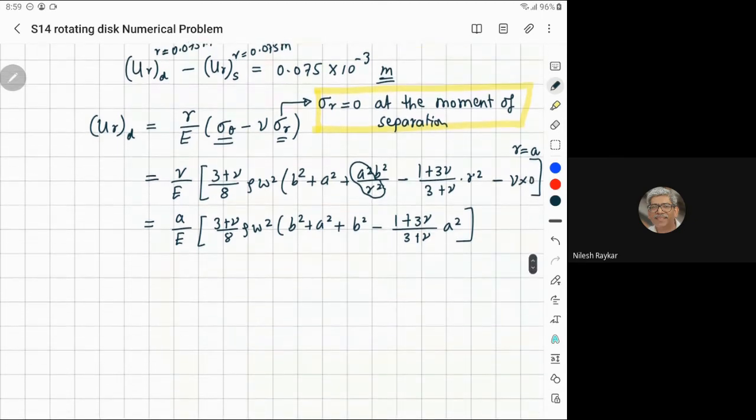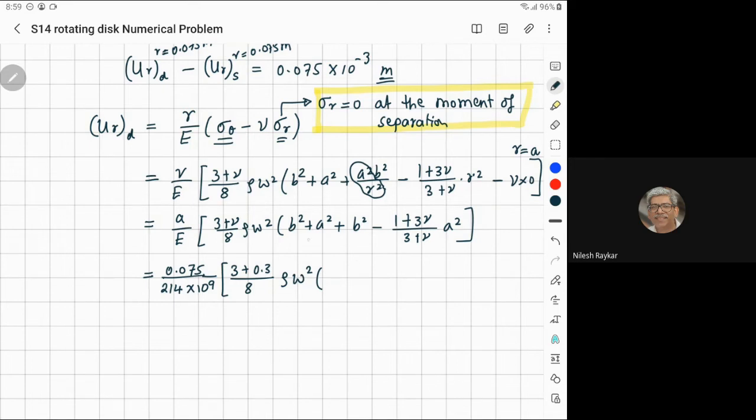Now we'll substitute the values of the parameters. So a is 0.075 meters, the inner radius of the disk. E is given as 214 GPa, so that is 214 into 10 to power 9 newton per meter square. So remember that we are using all consistent units. 3 plus Poisson's ratio, which is given as 0.3, divided by 8. At present, I will maintain it as rho omega square. Later on, we'll substitute the values. That is just for the ease of comparing the numbers.